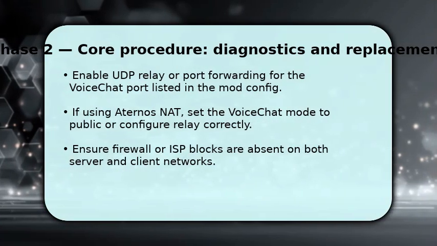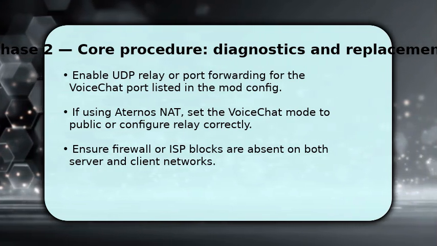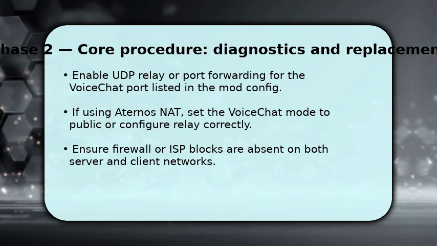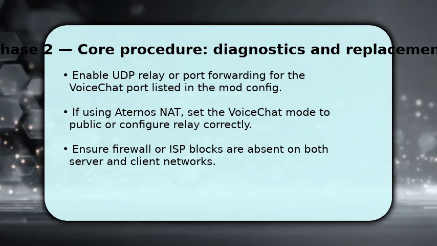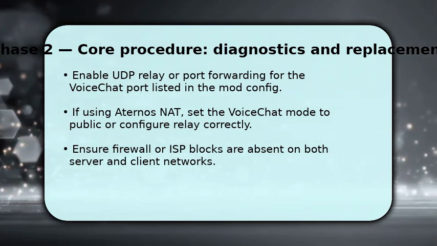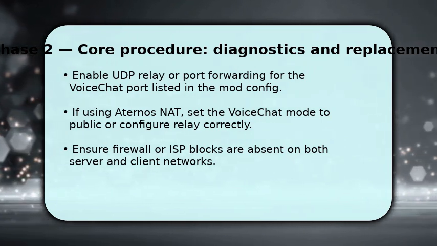Next, focus on how voice packets travel. Voice chat uses UDP and often requires a relay or explicit port forwarding. Open the mod config to find the port, then enable Aternos UDP relay or forward that port on your router if you host elsewhere. Make sure your firewall allows that UDP traffic. Many home routers block unsolicited ports.